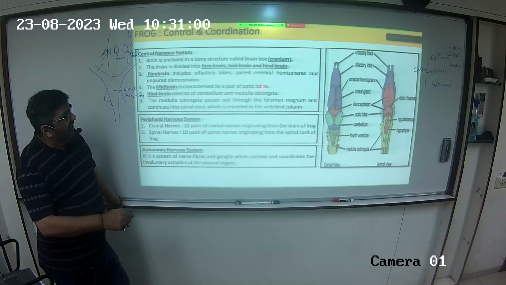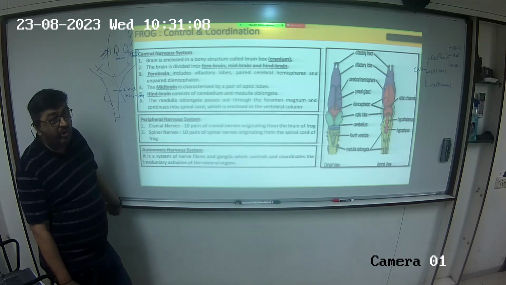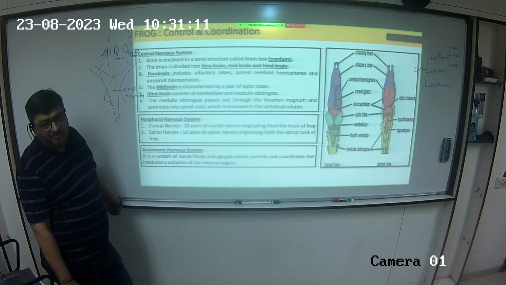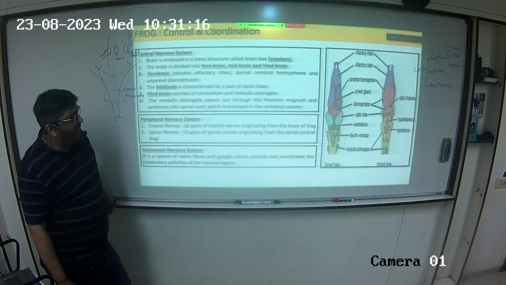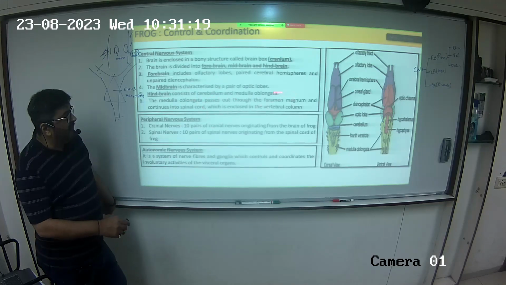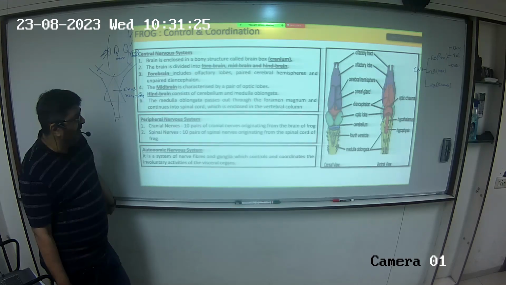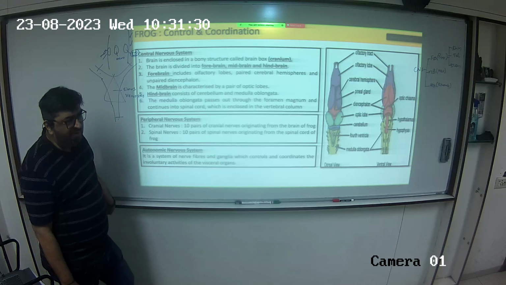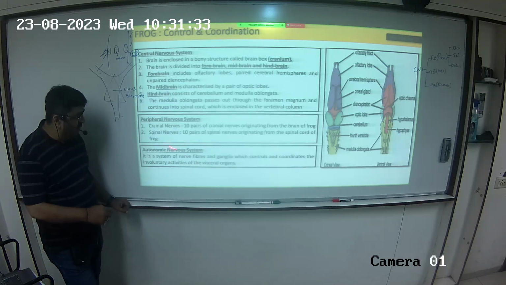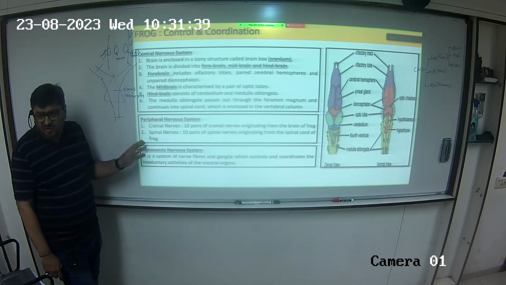The midbrain is characterized by a pair of optic lobes, corpora quadrigemina, superior colliculi, inferior colliculi, auditory reflexes and visual reflexes. Your revision of nervous system is also happening. Hindbrain consists of cerebellum and medulla. The medulla passes out through foramen magnum and continues into the spinal cord, which is enclosed inside the vertebral column. Peripheral nerves are 10 and 10, cranial and spinal. Don't worry, no names are there here. Thankfully, autonomic, as I told you, is for control of visceral organs. It's very easy, very simple.